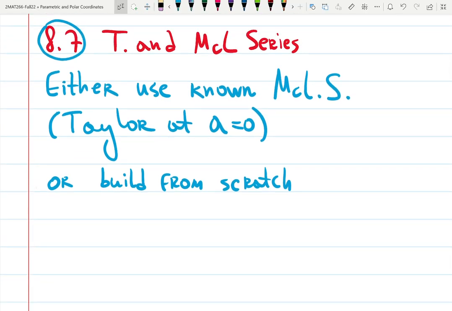Taylor-Maclaurin series. Let's build from scratch. That's going to be the first example, and then we're going to use the known one. To build from scratch, you need to know the formula, which is the original function at the center a, which can be anything else, not just 0.